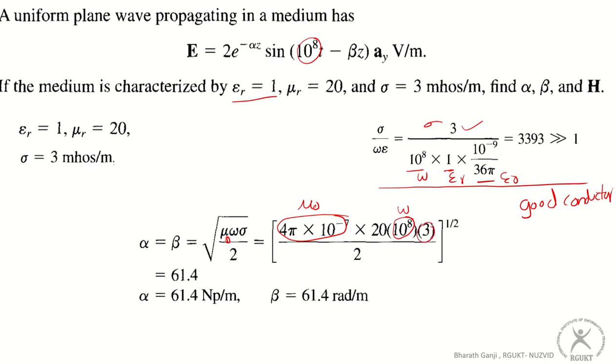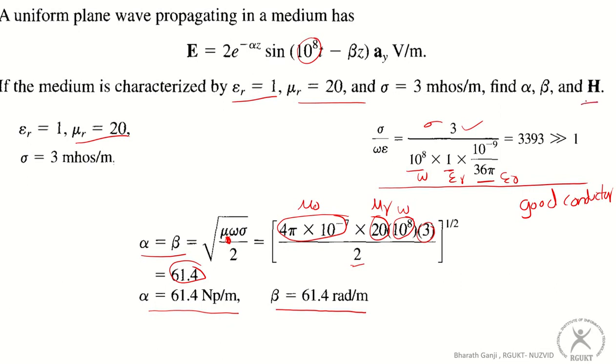Oh, sorry, the mu r is given here, which is equal to 20. So mu is actually mu naught into mu r. So mu r is given for this medium. It's a kind of magnetic medium too. So there is mu naught and mu r. If you substitute all these values, you get the value for alpha and beta, which is equal to 61.4. If I say the units, alpha is 61.4 Nepers per meter, and beta is 61.4 radians per meter. So we have the value for alpha and beta.